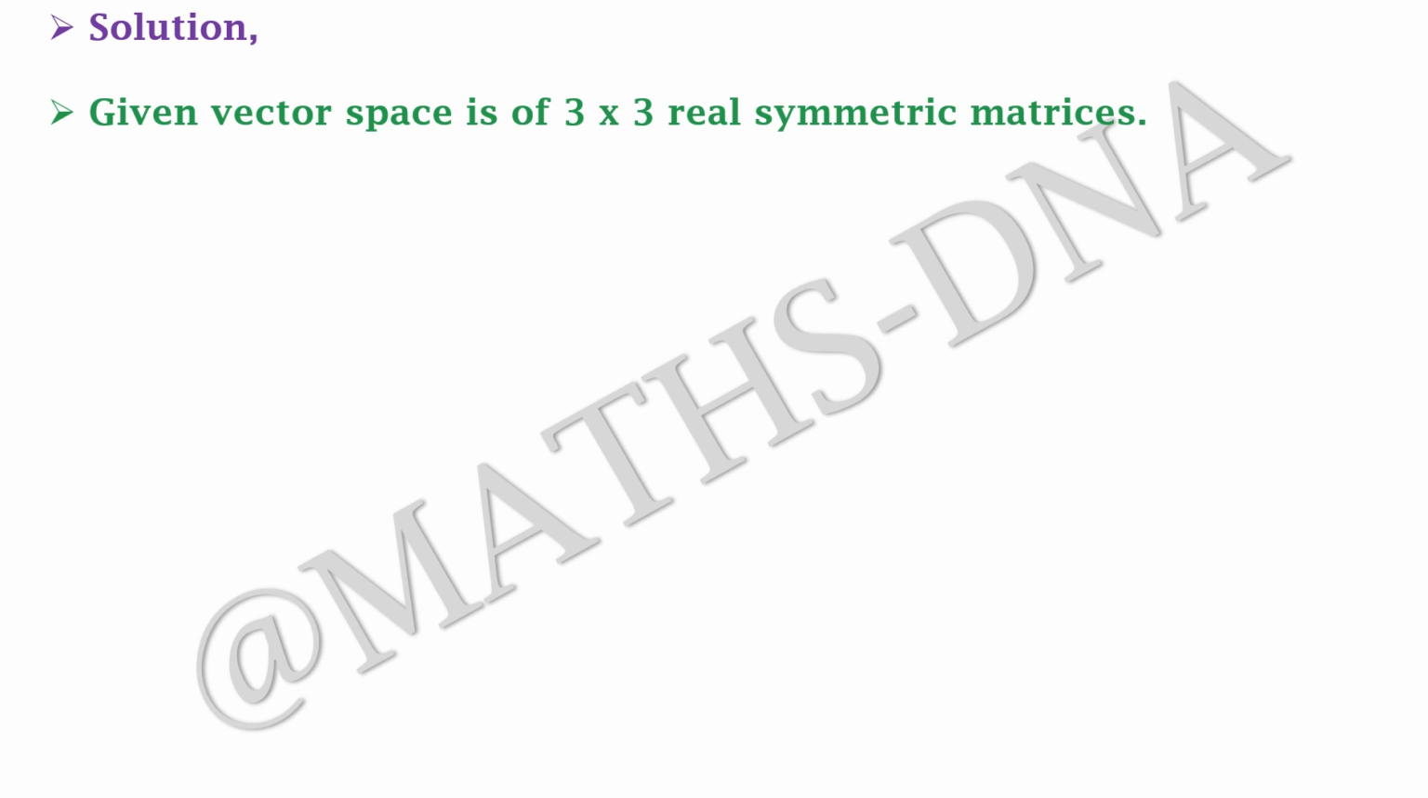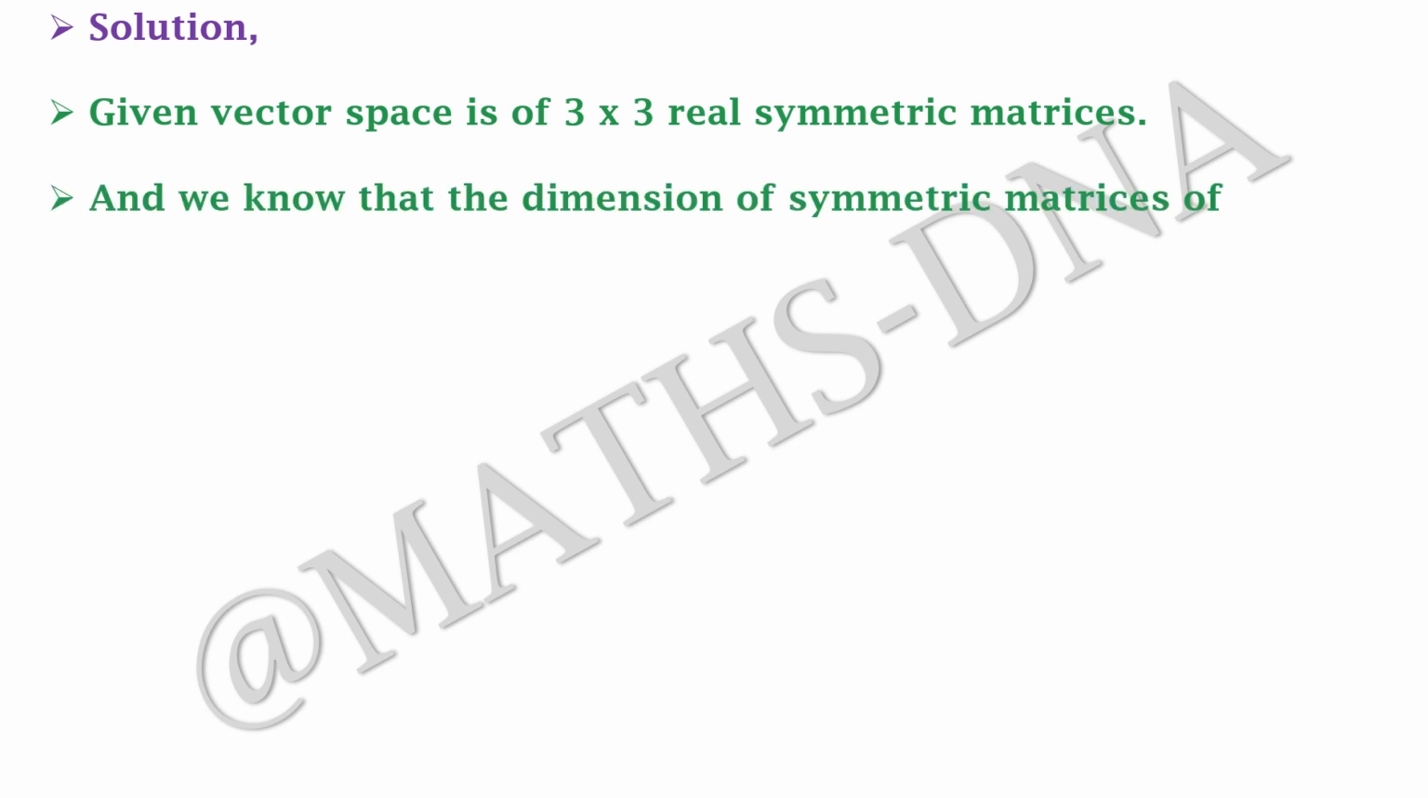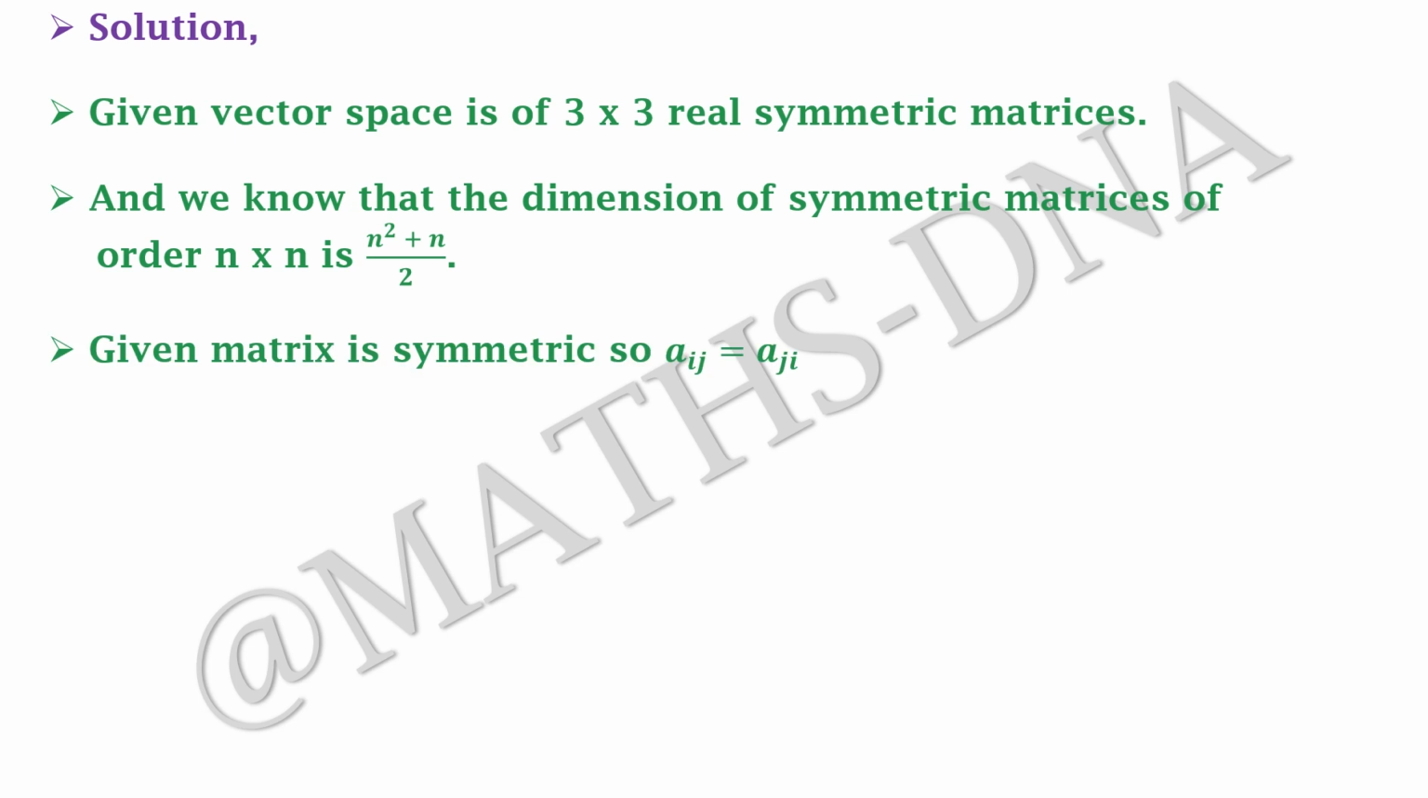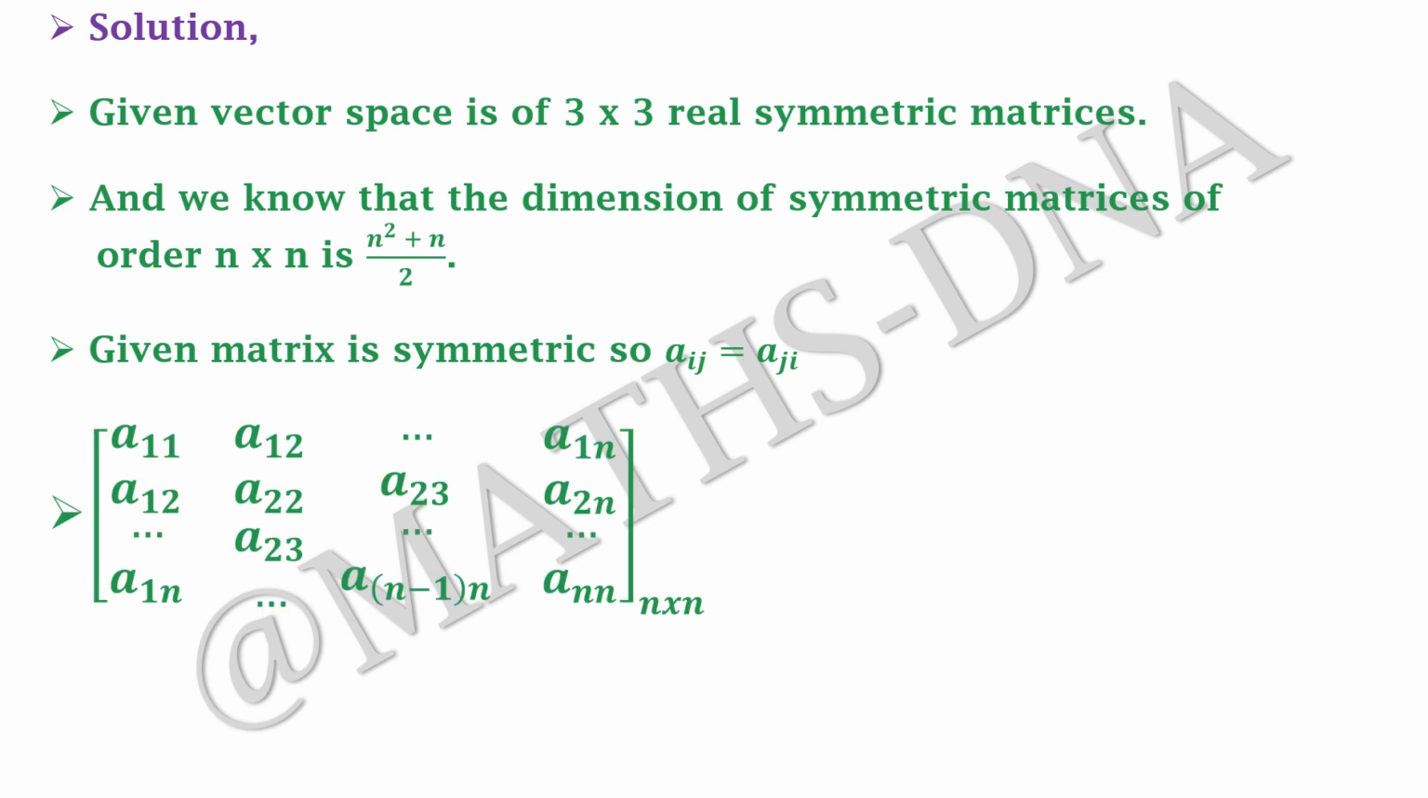It is given that the vector space is of 3 cross 3 real symmetric matrices, and we know the dimension of symmetric matrices of order n cross n is nothing but (n square plus n) by 2, but we need to derive it. Also, we know that if the matrix is symmetric, then Aij is equal to Aji. So let us draw a matrix that is symmetric. Here, the diagonal entries are A11, A22 up to Ann, and above the diagonal, the entries are A12 up to A1n and so on. Then, as Aij is equal to Aji, we get below the diagonal entries as again A12, A23 and so on.